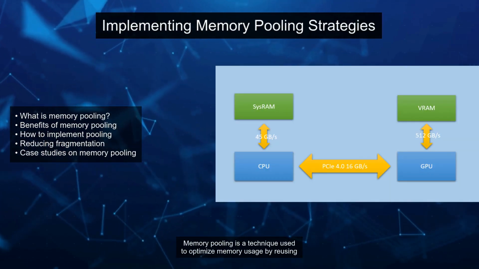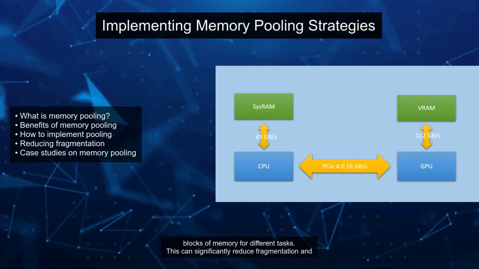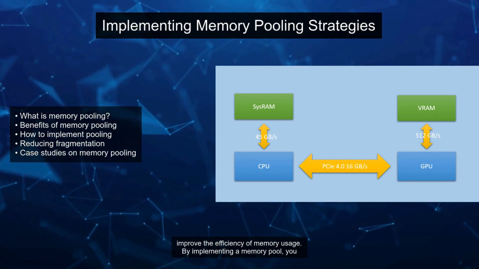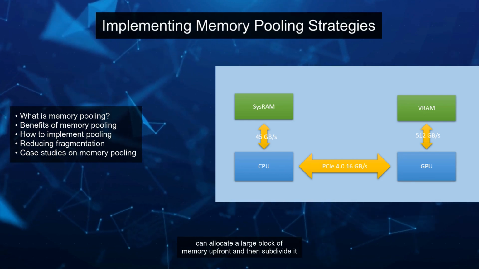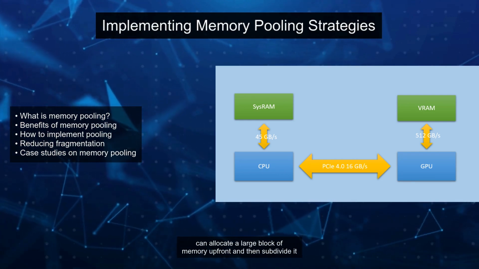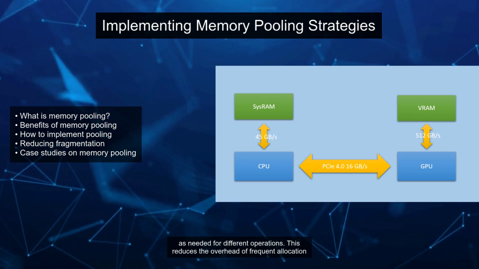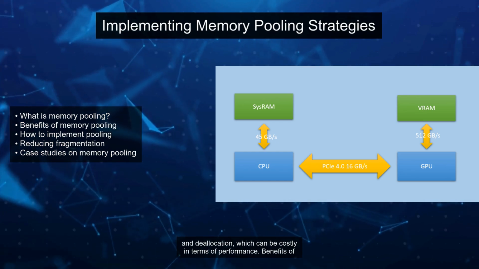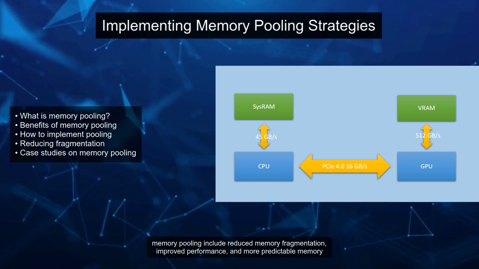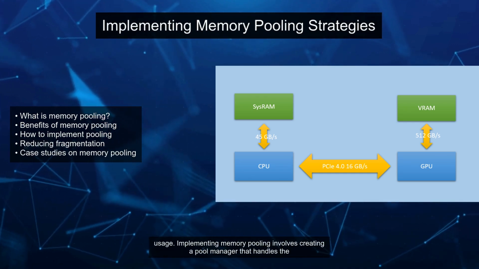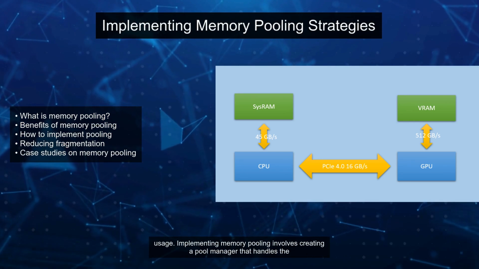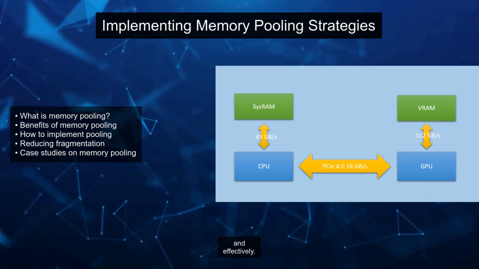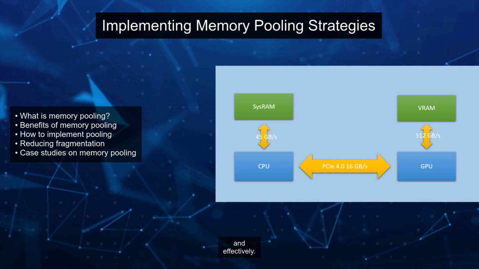Memory pooling is a technique used to optimize memory usage by reusing blocks of memory for different tasks. This can significantly reduce fragmentation and improve the efficiency of memory usage. By implementing a memory pool, you can allocate a large block of memory upfront and then subdivide it as needed for different operations. This reduces the overhead of frequent allocation and deallocation, which can be costly in terms of performance. Benefits of memory pooling include reduced memory fragmentation, improved performance, and more predictable memory usage. Implementing memory pooling involves creating a pool manager that handles the allocation and deallocation of memory blocks, ensuring that memory is used efficiently and effectively.